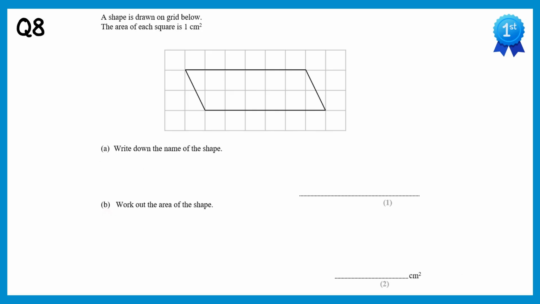For the first part of this question, we need to write down the name of the shape. So you should spot we've got 2 pairs of parallel sides here. The top and bottom are parallel, and also the sides here, the left and right side, are also parallel. If you've got 2 pairs of parallel lines there, and it's a 4-sided shape, that's called a parallelogram.